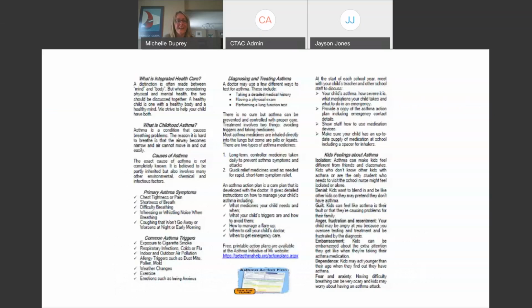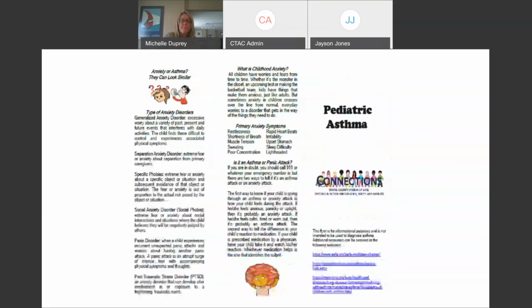So you can't read it very well, probably. I certainly can figure out some way to get it to you so you can see it a lot better. This was just a print screen, way too wordy. But you can see it says, what is childhood asthma? What are some causes of asthma? How do you diagnose and treat asthma? What are kids' feelings about asthma?